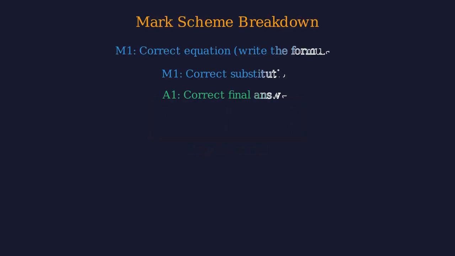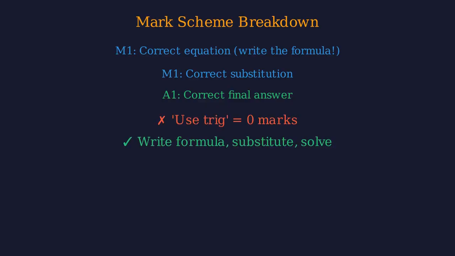Let's take a typical 3-mark triangle question. The mark scheme often goes M1 for a correct equation using the appropriate rule, M1 for a correct substitution or algebraic step, A1 for the correct final answer. So, even if you don't finish the arithmetic, showing the correct setup can earn you a method mark. Here's the bad news. Vague statements like "use trig" won't get you anything. The examiner wants the formula written down, numbers substituted, and any rearrangement shown.